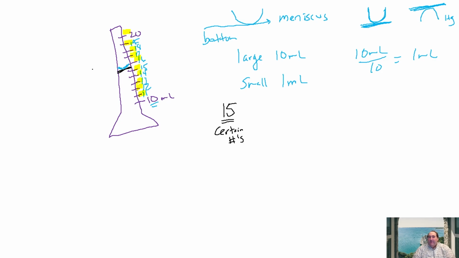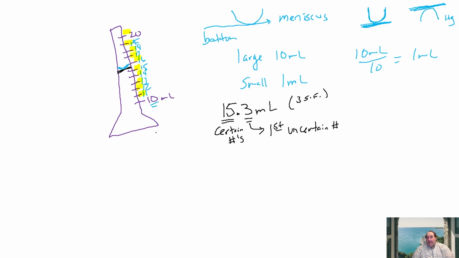Once again, it's not exactly 15. It's not exactly 16. So this is where the estimate comes into play. Maybe in this case, I don't feel it's exactly half. Maybe I feel it's just above the 15 mark, and maybe I feel it's like a 3. And I would again record my milliliters as my units. This would be my first uncertain number. That means in this case, this number has 3 significant figures. All of them are significant.